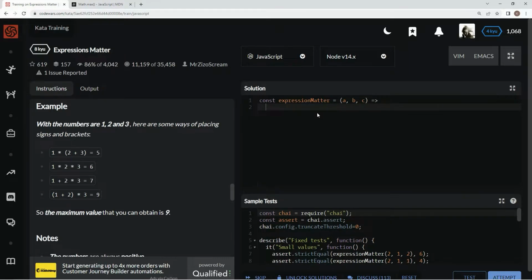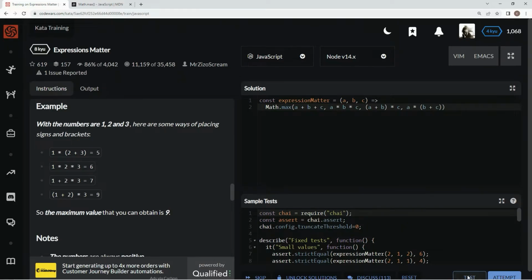So we're going to say Math.max parentheses, and we're going to start arranging these, right? So first let's do A plus B plus C, all right? Now let's do A times B times C. Now let's do something with parentheses. Let's do like these ones right here. Let's do A plus B times C. And then let's do A times B plus C.